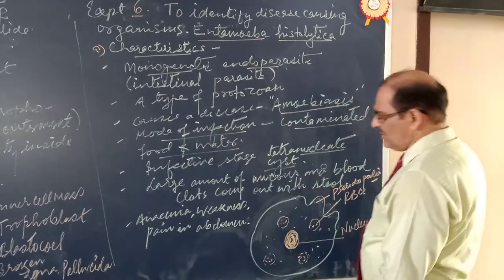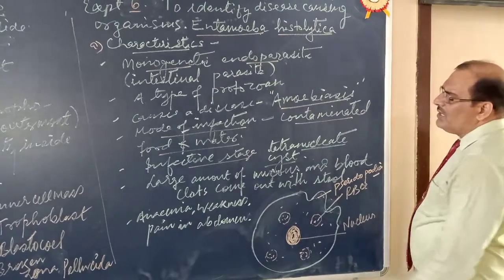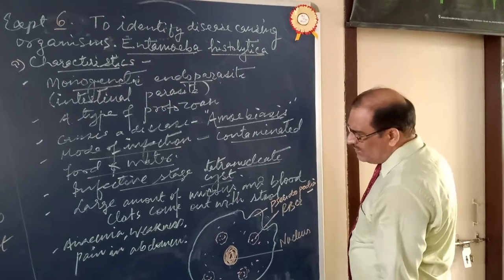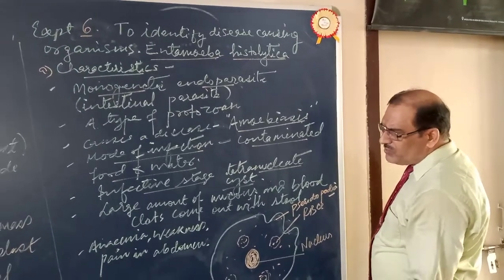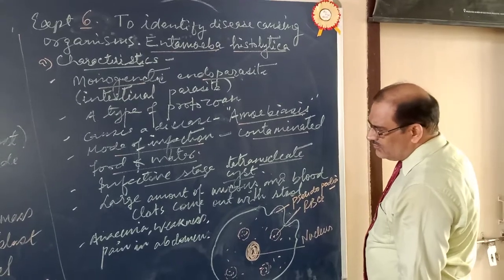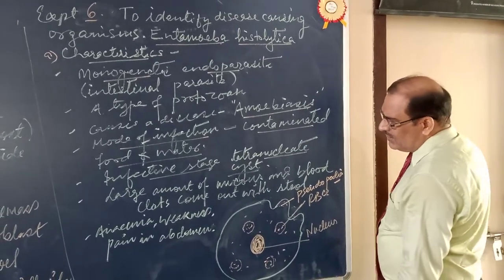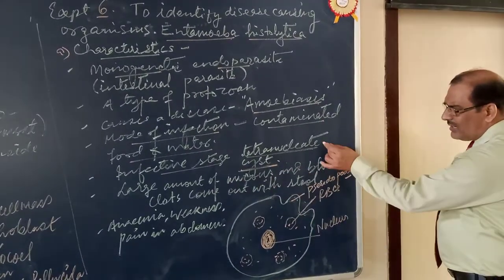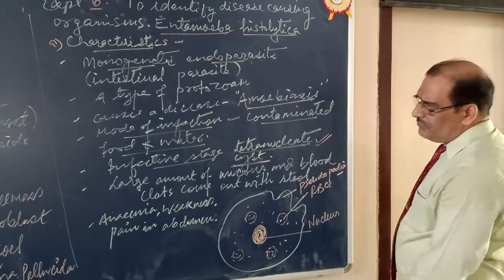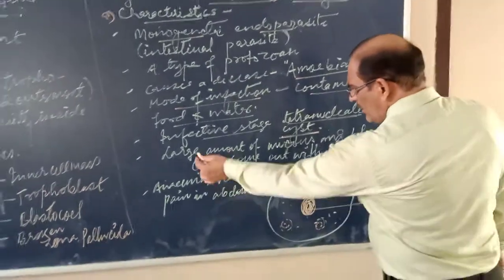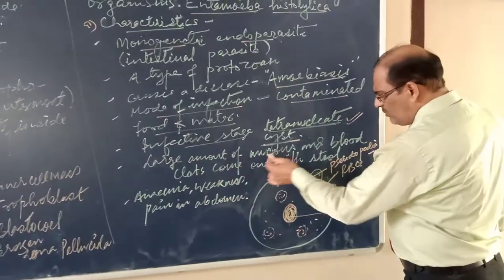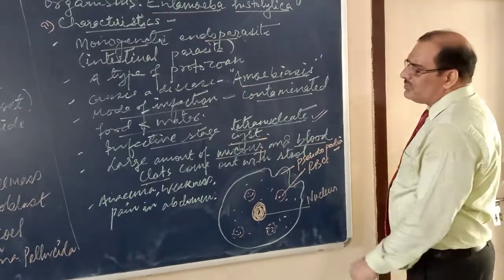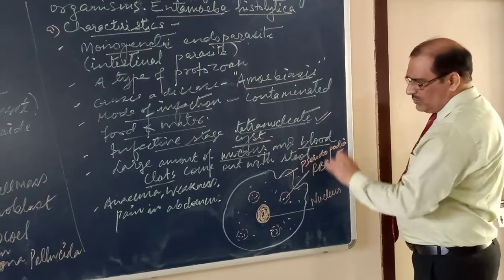Now, its infective stage. Protozoans form cysts in adverse conditions. It is passed out along with the stool and gets encysted. So the tetranucleate cyst is the infective stage of Entamoeba histolytica. Symptoms: a large amount of mucus and blood clots come out with the stool.